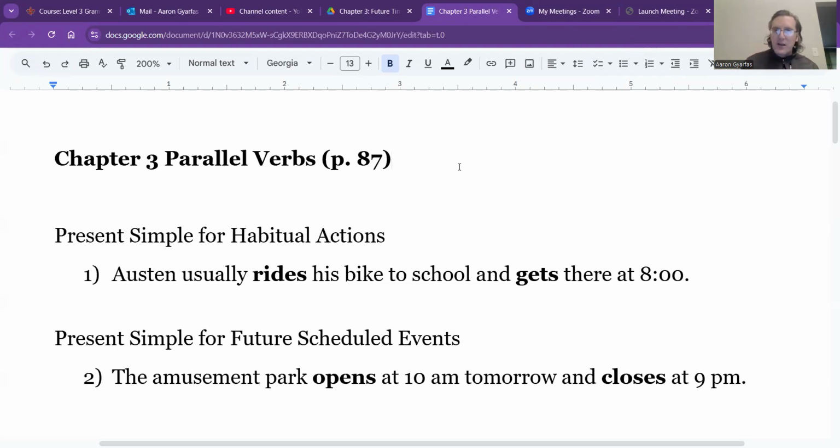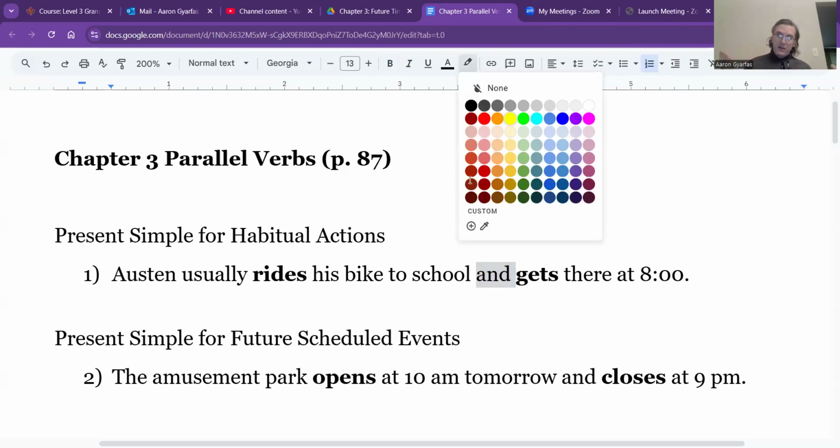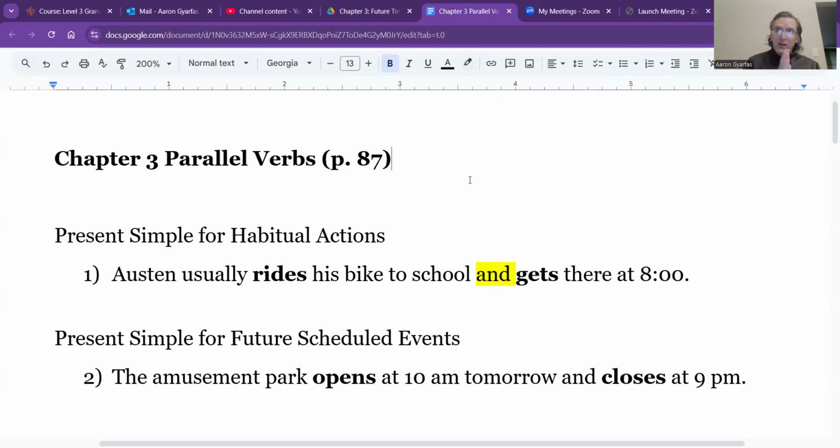Parallel just means you have two or more things that are the same. They match. So when we're talking about verbs, we have two or three or more verbs connected, usually by a word like and. And to maintain correct English grammar, we want those verbs to be the same verb tense.